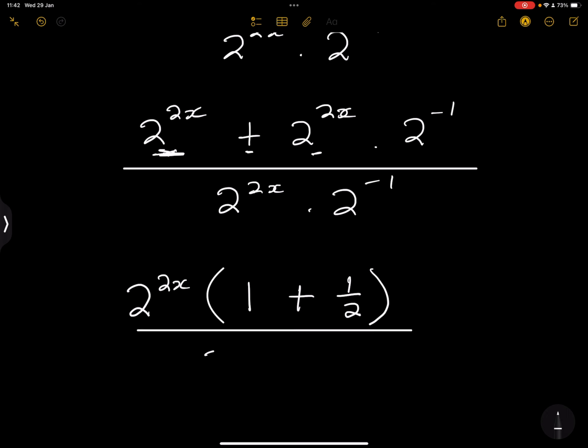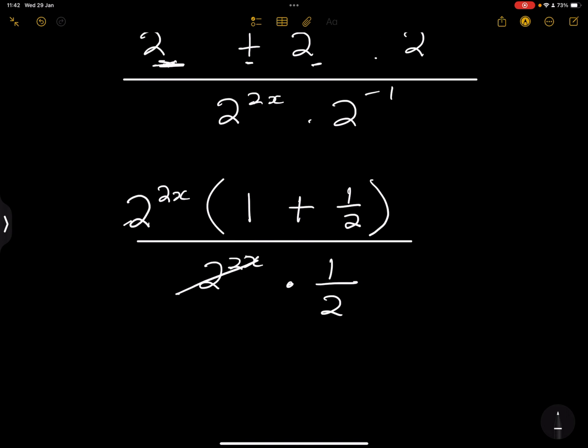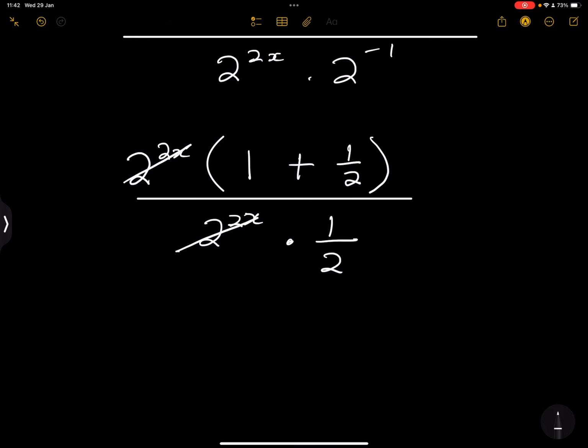And we've got 2 to the 2x again, multiplied by 1 over 2 again. So those two cancel out. And what are we left with? We've got 1 plus 1 over 2, which will give us 3 over 2, divided by 1 over 2. And ladies and gents, if our denominators are the same, we can just simply cancel them out, and just divide the numerators. 3 divided by 1 would give me 3. I hope that makes sense, ladies and gents.